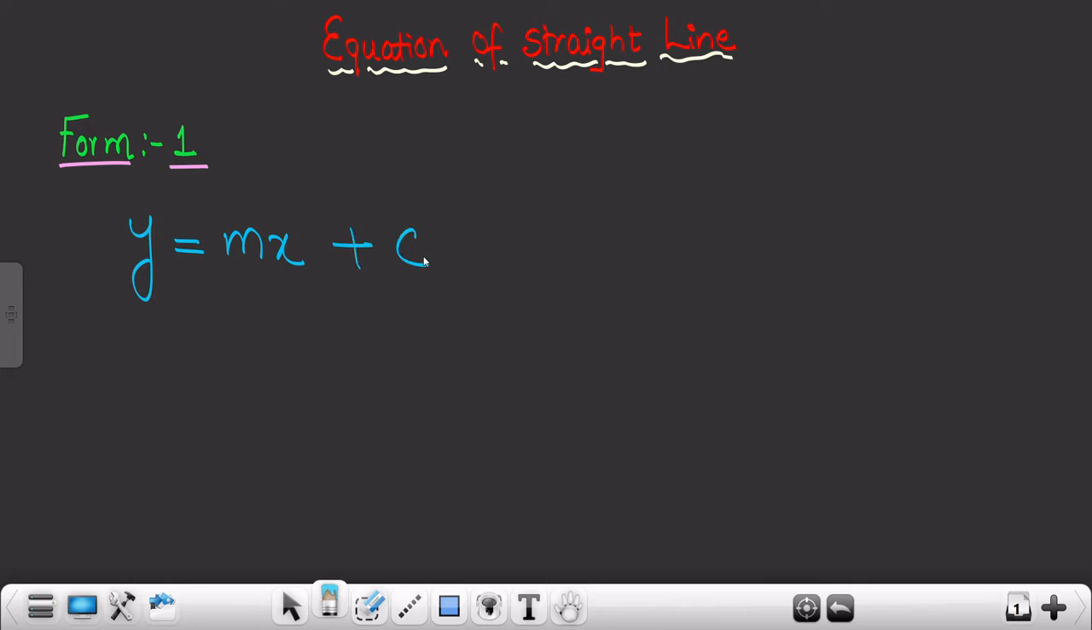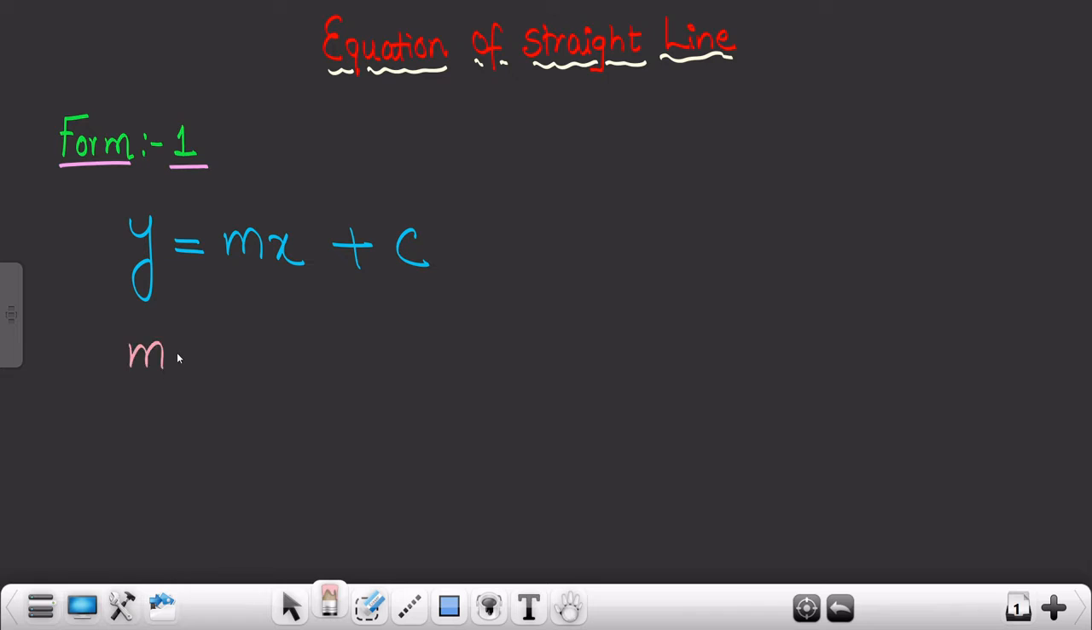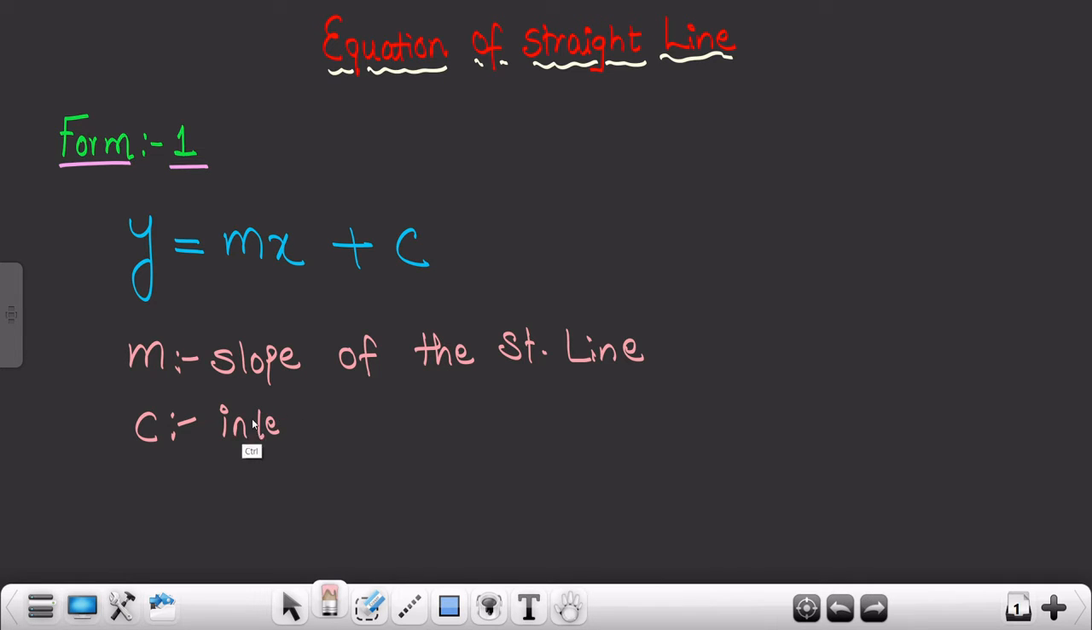Where m is the slope of the straight line, and c is the intersection of the straight line on the y-axis, right?